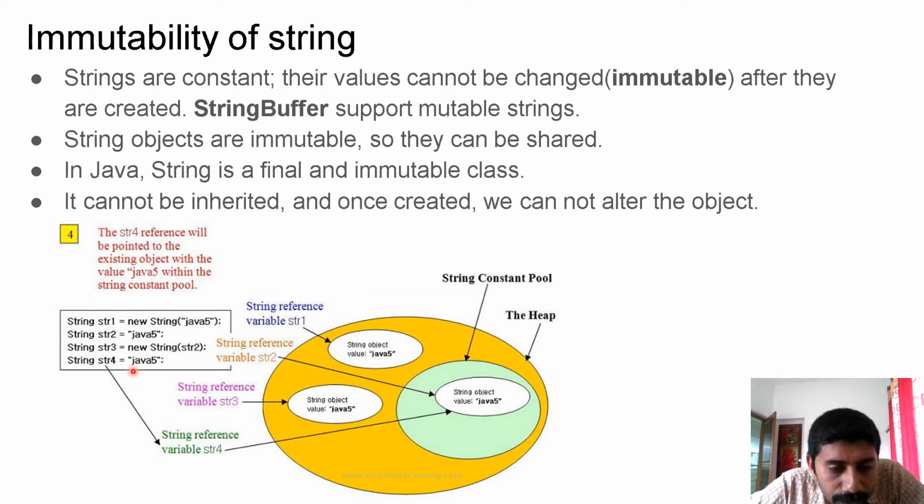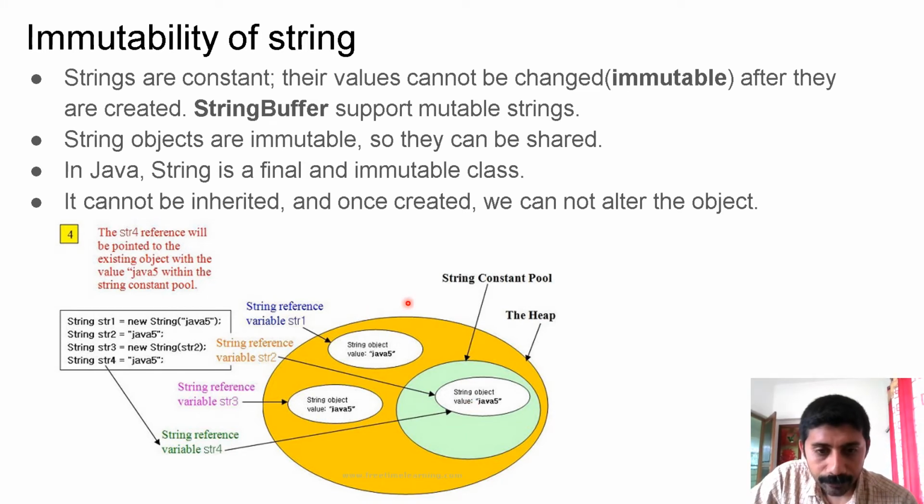Now str4 equal to Java 5, again pointing to the same string constant in the constant pool. So the two literals str2 and str4 are pointing to the same string constant, the same string literal present in the string constant pool, because the content is the same. And that's why we are telling that strings are immutable. Once I create this object, I cannot change this object. The value cannot be altered.